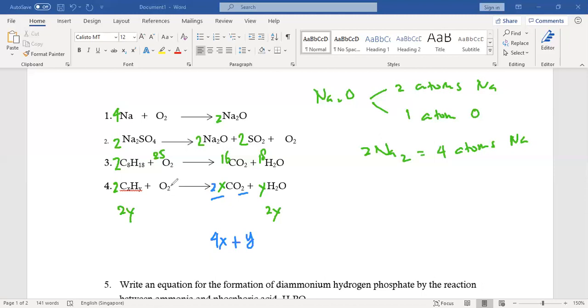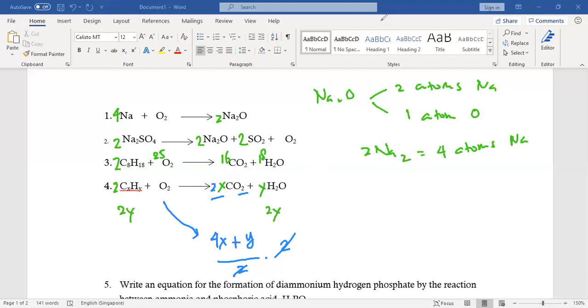So this is 2. So how to balance that one? I'll just put here 4x plus y divided by 2, because when I multiply by 2, it will give me the same 4x plus y. All right, so the coefficient for this hydrocarbon is 2, the coefficient for oxygen is 4x plus y, the coefficient for CO2 is 2x, and the coefficient for water is only y.